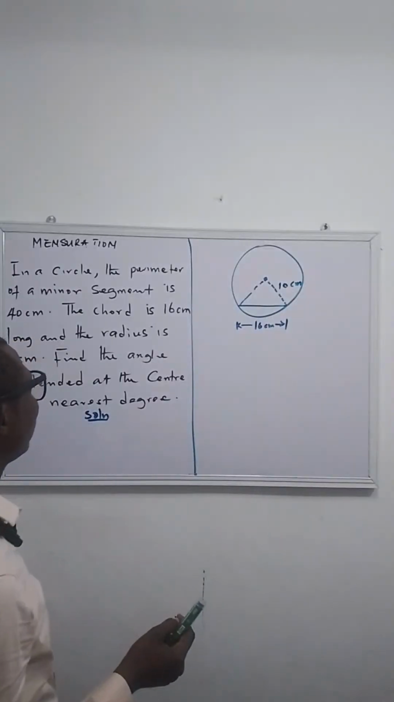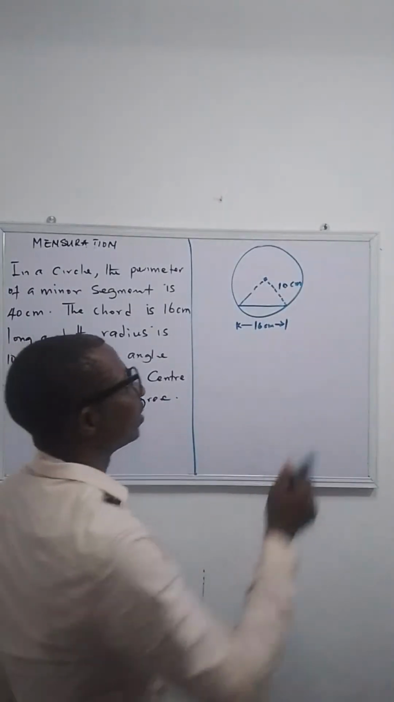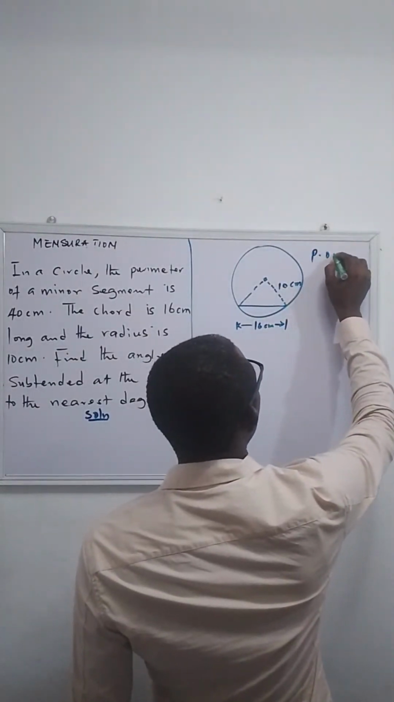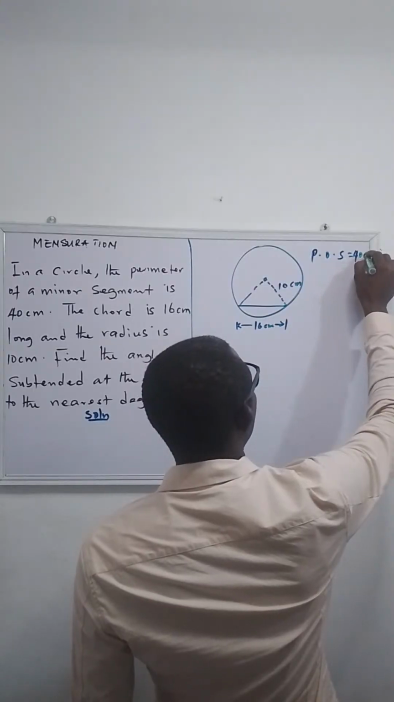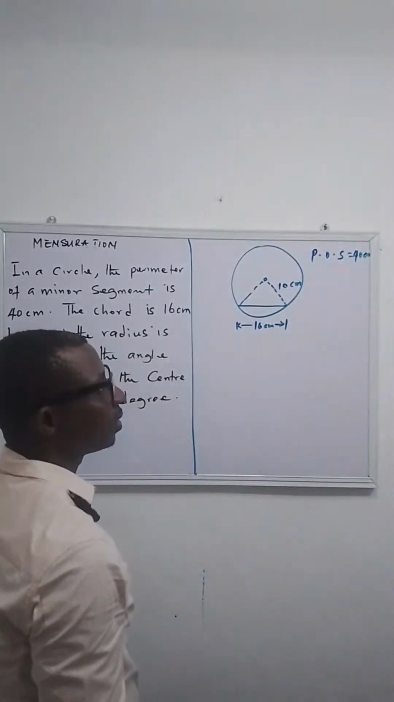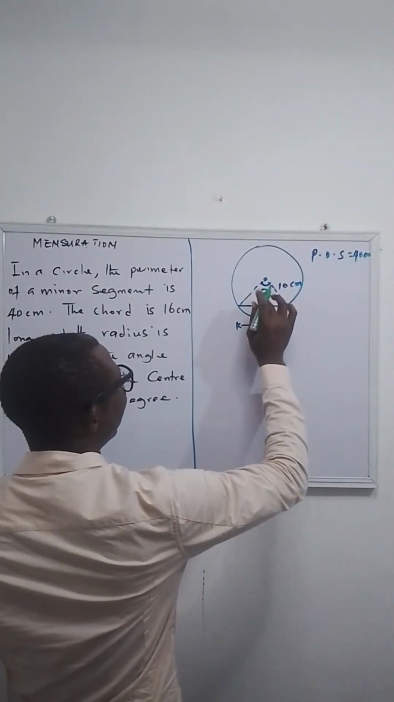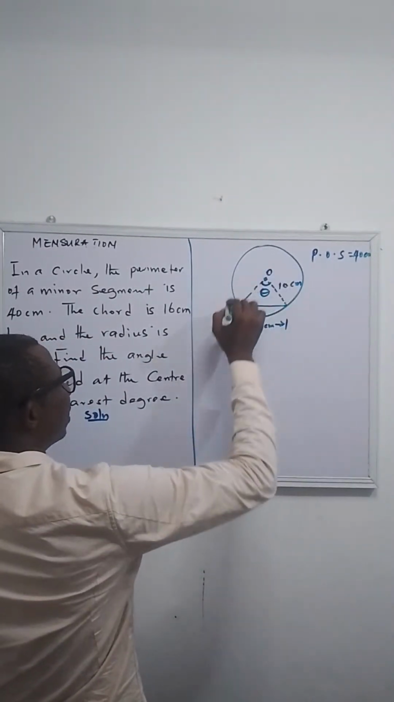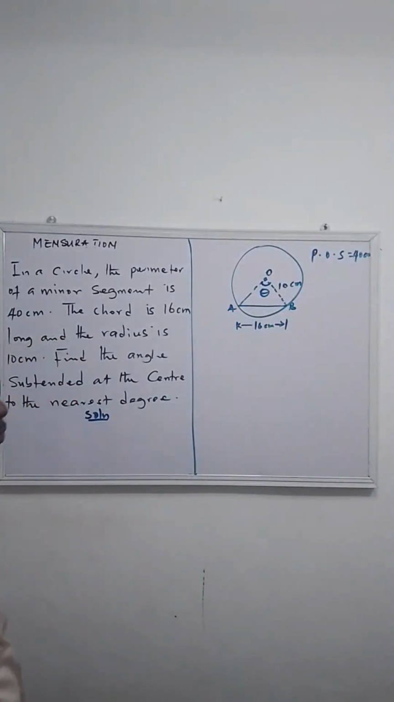Okay, so what else is given? We are given the perimeter of the segment. So the perimeter of the segment has been given to be what? 40 centimeters. Now what the question wants us to get is the angle subtended at the center of the circle. So how do we get that angle?